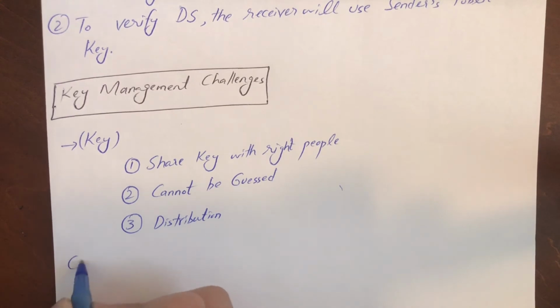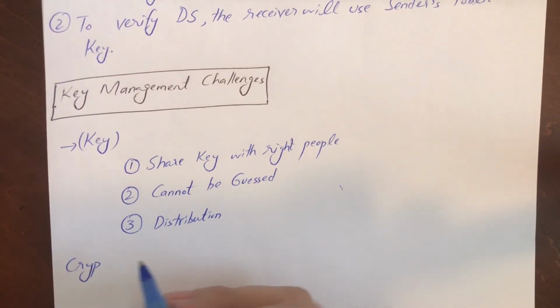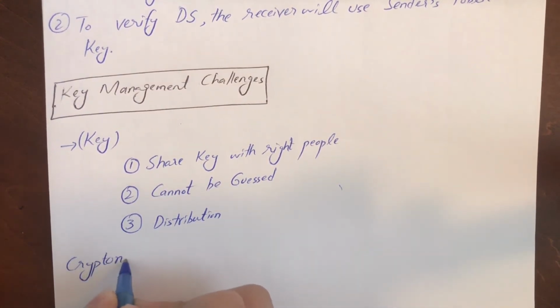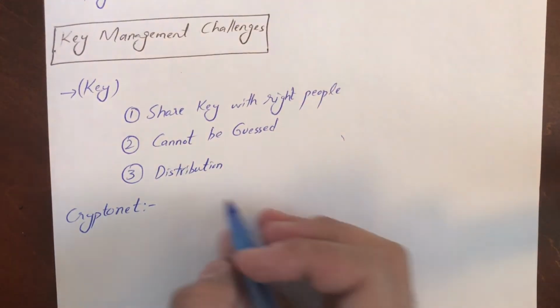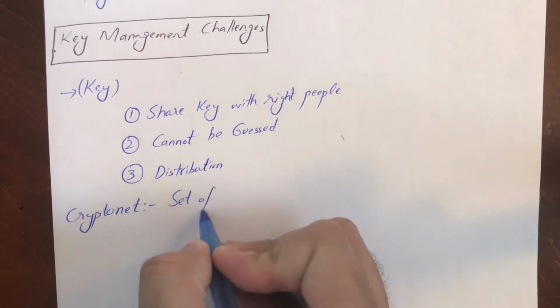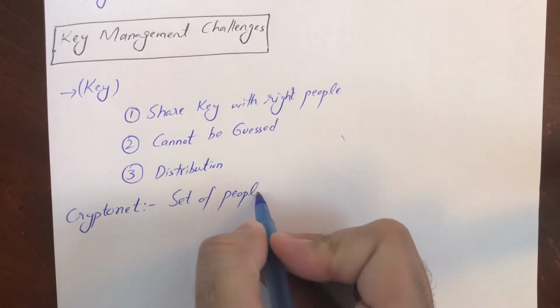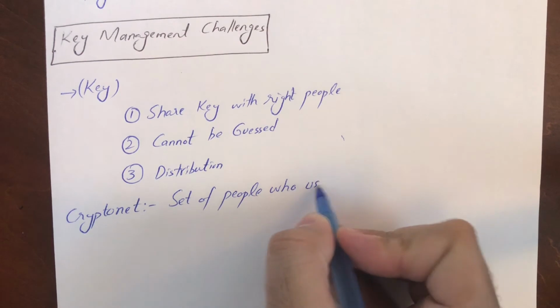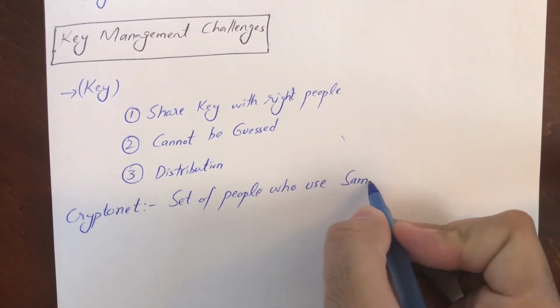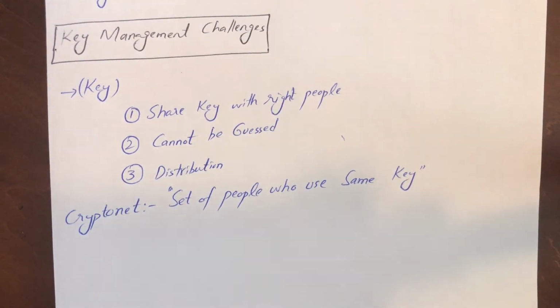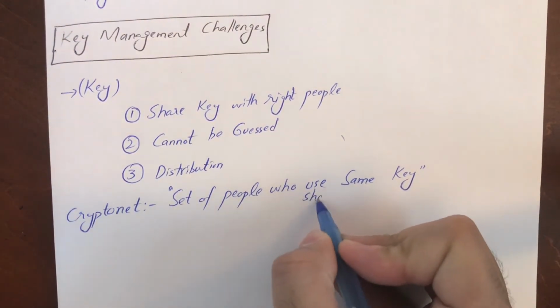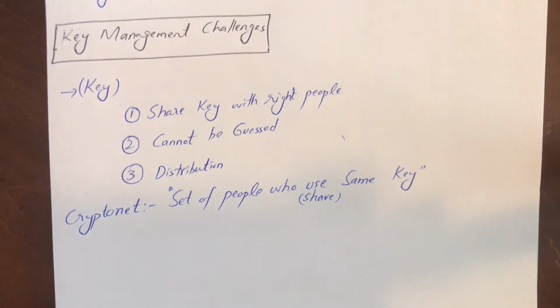There is a term that you will see again and again. This is called CryptoNet. CryptoNet is basically a group of trustworthy people, a set of people who use the same key, or you can say who share the same key. For example, the people who have your private key information and all that. This is called CryptoNet.